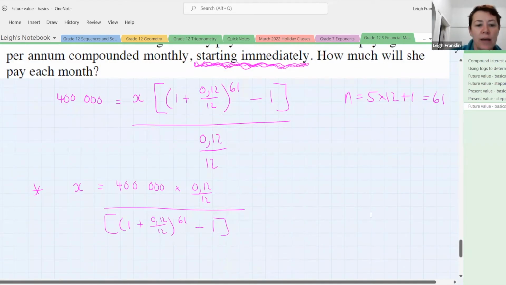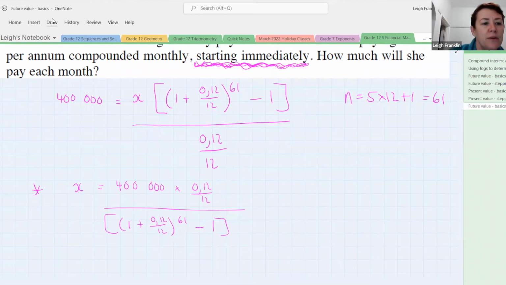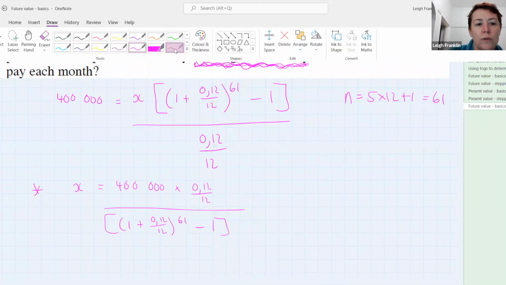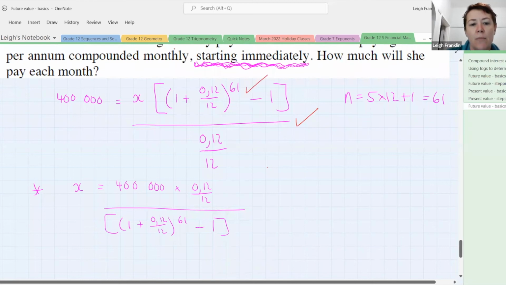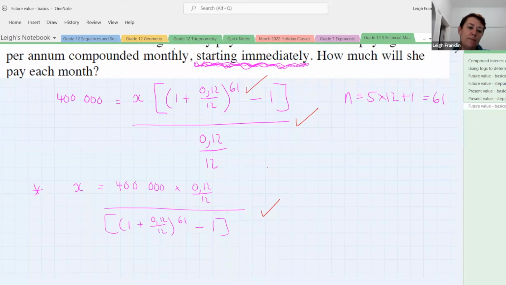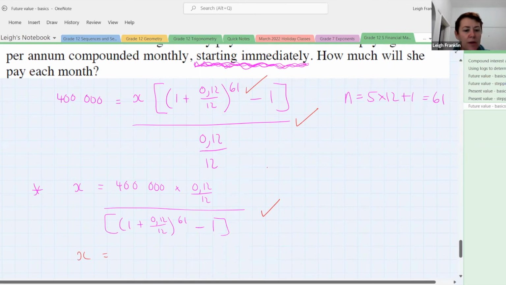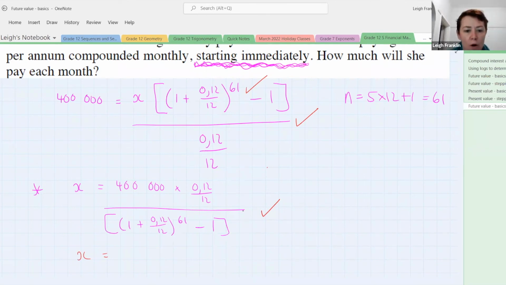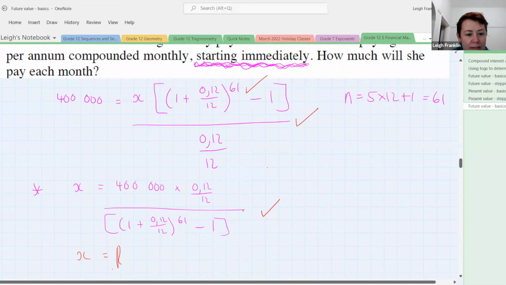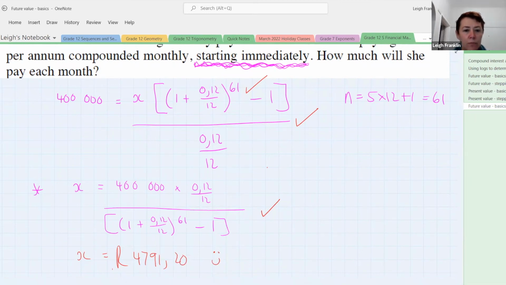All right, so here there would have been definitely a mark for subbing into the correct formula, mark on that, probably a mark for simplifying, and then obviously there would be a mark on the answer. Okay, so are you guys getting 4,791 Rand and 20 cents? Good. Lovely. Well done.